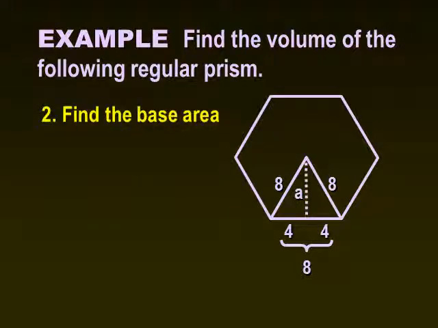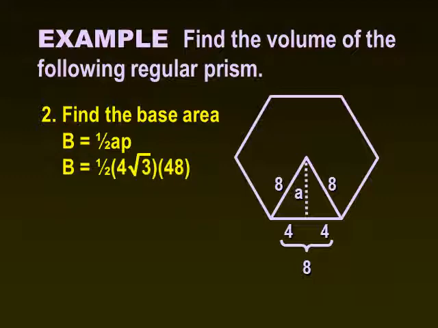So after I found the apothem, I can now find the area of the base. That's half apothem times perimeter. And I know the perimeter is 48 because there's 6 sides and each one is 8 in length. So that means the area of the base is 96 square root 3.